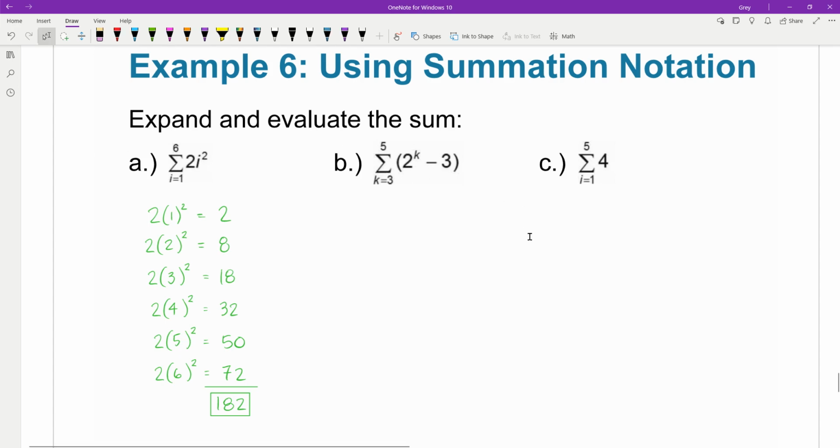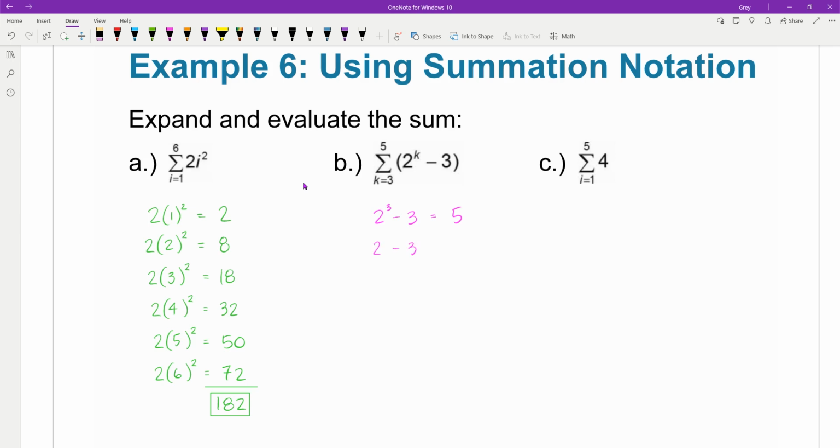each one separately. And notice you don't always have to start at 1. You could start at 0. You can start at any number you want to, but this one only goes from 3 to 5, which means I'm only going to have 3 terms. So my first one is 2 raised to k equal to 3, minus 3. 2 to the third minus 3 is 5.